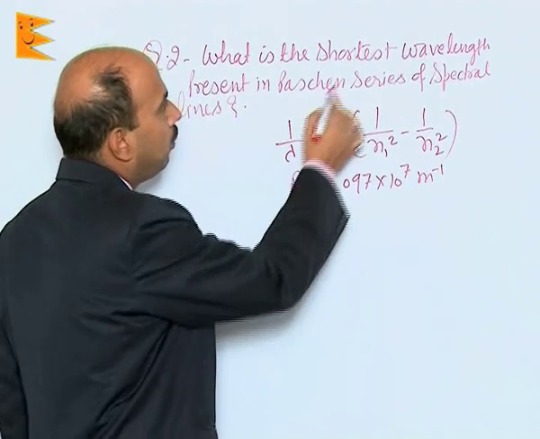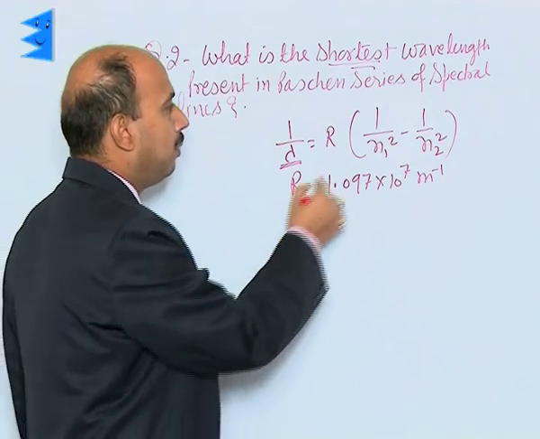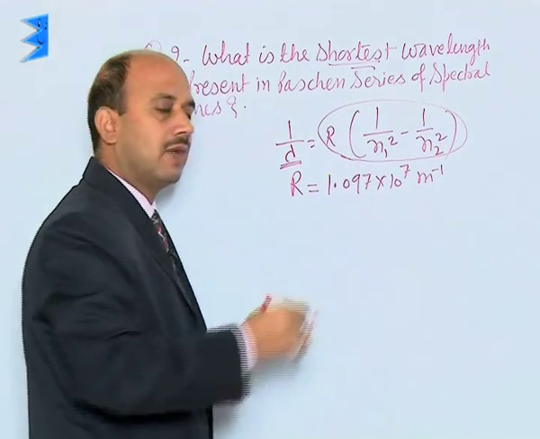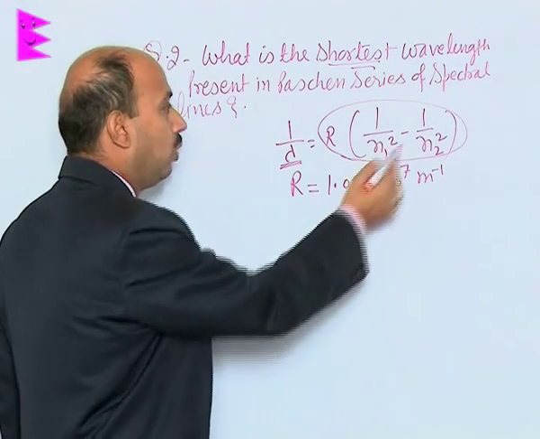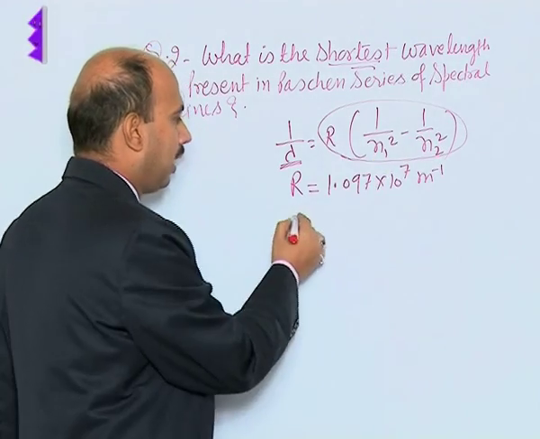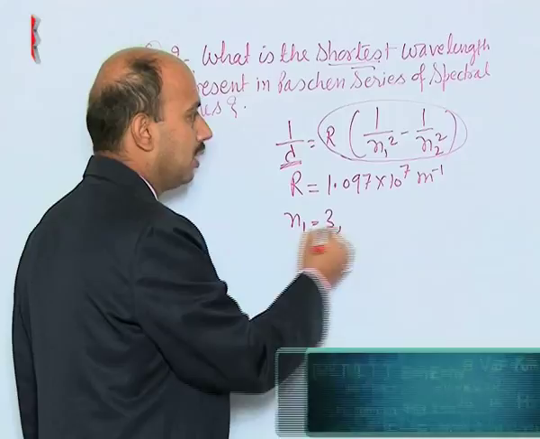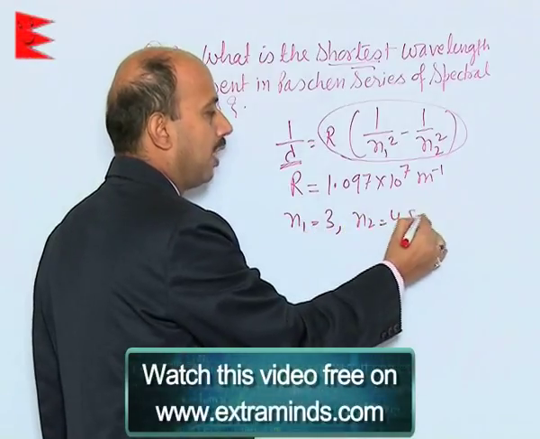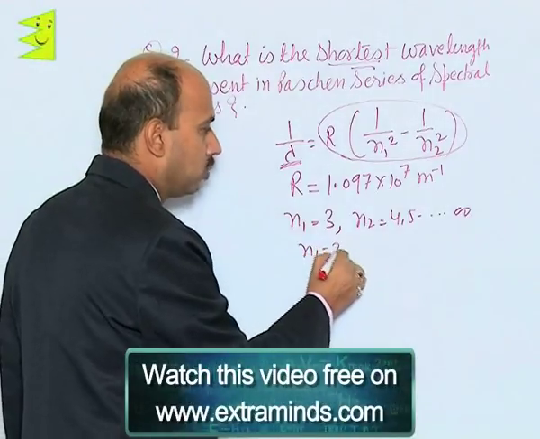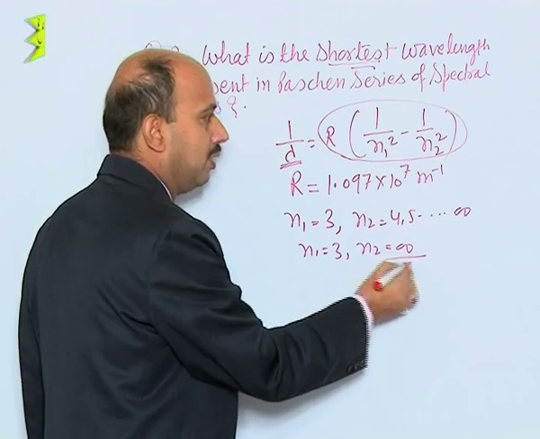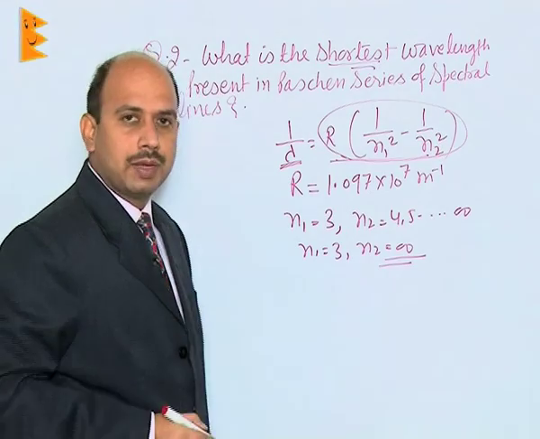Now, we have to get the shortest wavelength. It means lambda has to be minimum. Lambda has to be minimum means this whole thing should have the largest value, so the term 1 upon n2 square should be the smaller value. So, we can write for the Paschen series, n1 is equal to 3 and n2 is equal to 4, 5, like this to infinity. So, if we take n1 is equal to 3 and n2 is equal to infinity, then this whole thing should be maximum, and because of that lambda will become minimum.